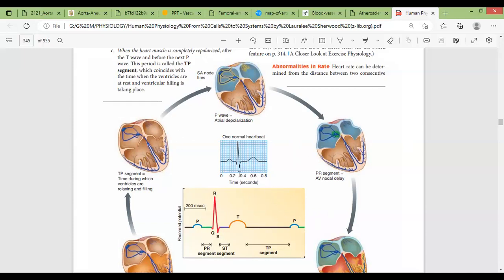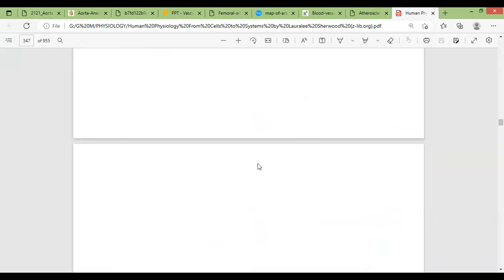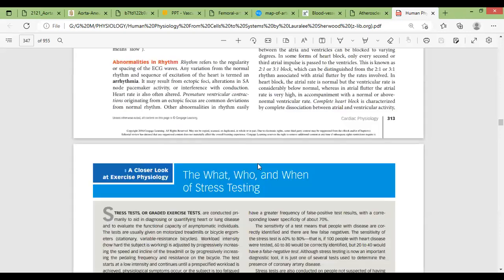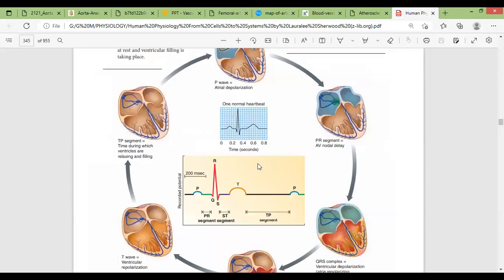Someone with something to add on the ECG? Anyone with something on ECG? It doesn't have to be physiology. It can be maybe a disease, something.